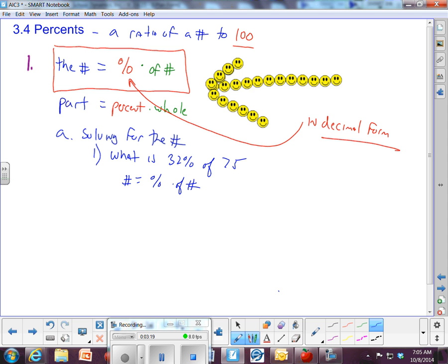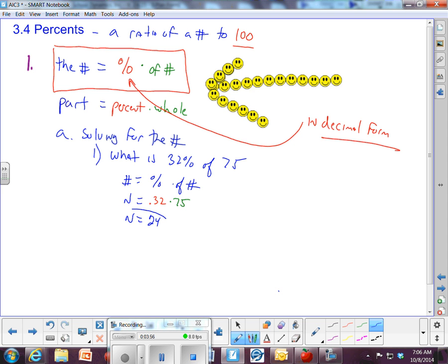What am I looking for? Well, I know they told me 32%. In decimal form, that's 0.32. And I know they told me of 75. So obviously I'm looking for the number, the part. 32% of 75 is a part of the 75. So I take my calculator and punch in 0.32 times 75, and the result is 24. And that's it. So n equals 24.